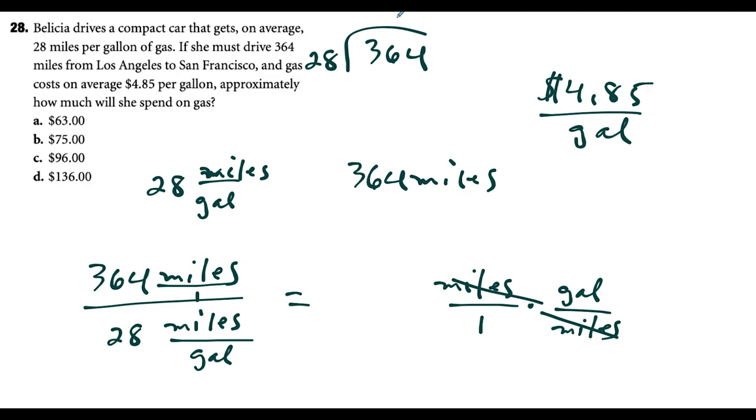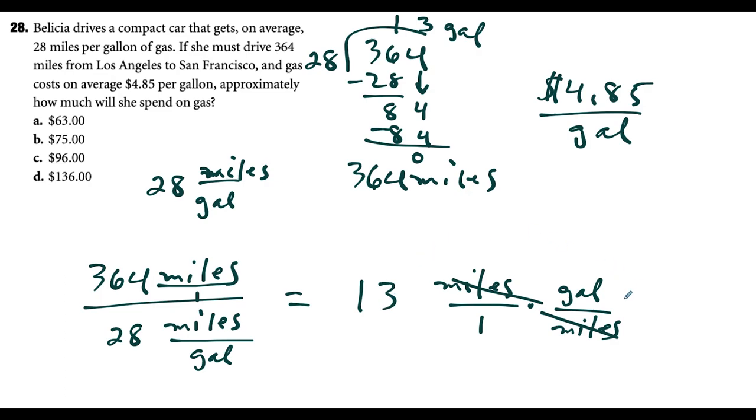28 goes into 36 one time, and we do minus 28. There's 8 left. Carry down the 4. And now let's think about this. 4 is going to be too much, but 3 is going to be good because then I have 60 plus 24 is exactly 84. Okay, that means that Belisha is going to need 13 gallons. Okay, but they're not asking how many gallons we need. We need to know how much it's going to cost.